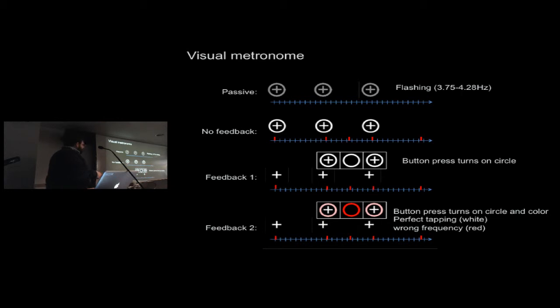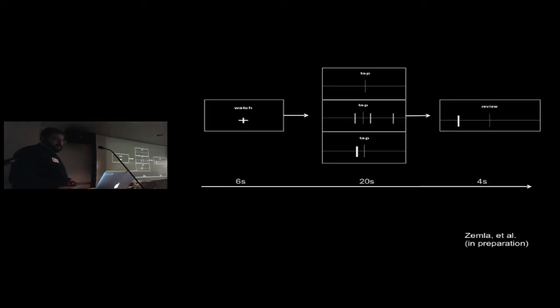So they'll have to follow the plus symbol, and when they hit a button, the circle will come on. Based on that, you can see whether or not you're tapping at the same time as you're supposed to be. And we can do this with perhaps more information, and that was something we wanted to test, where we could change the color from red to white based on whether or not you're in phase with the tapping as well.